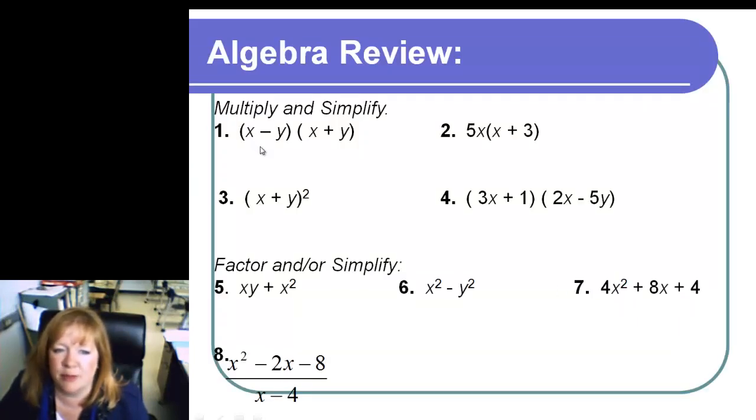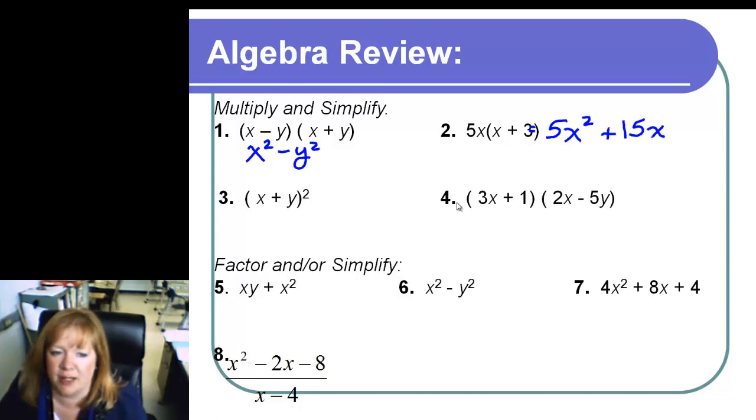Multiply and simplify. I'm trying to review with you the difference of squares. When you see x minus y times x plus y, I'm hoping that you know that's x squared minus y squared. When I have something outside the parentheses, I have to multiply it times both terms, and terms are separated by a plus or a minus inside the parentheses. So we take 5x times x, and then 5x times the 3. So you get 5x squared plus 15x.